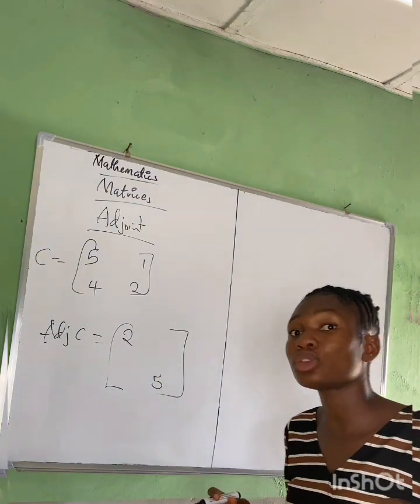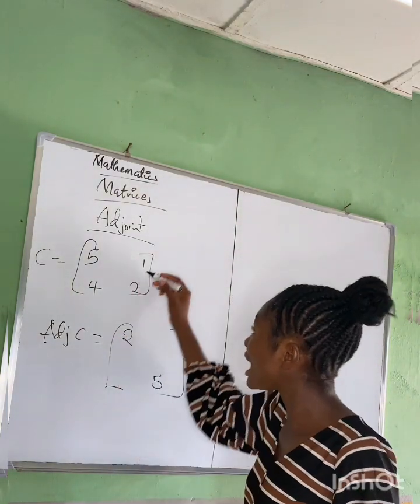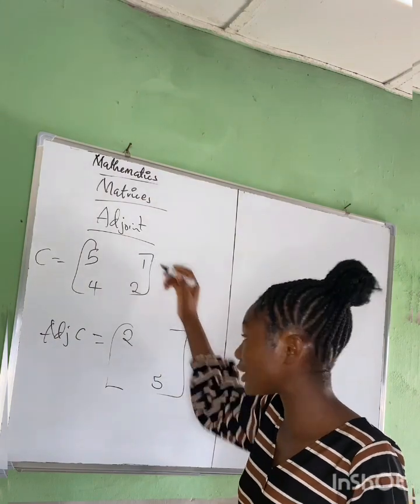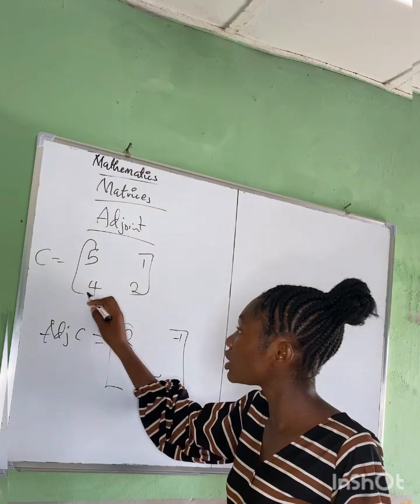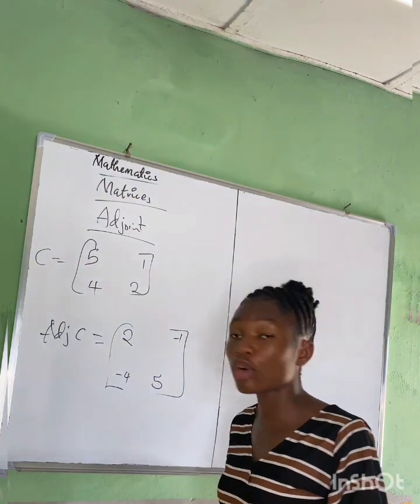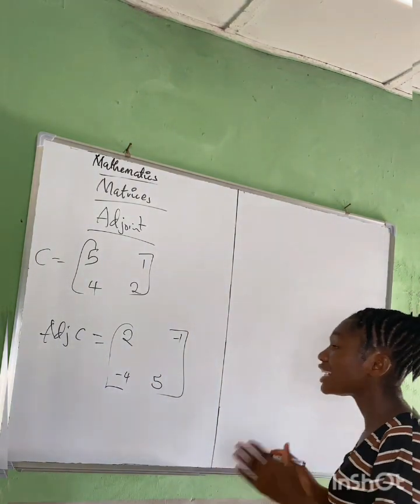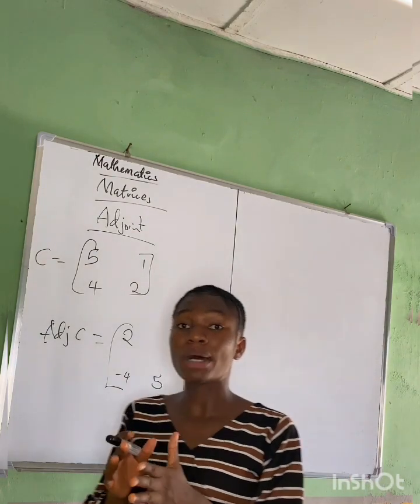The next thing we do is for the signs. Our sign here is positive, so we'll be having -1, as we're interchanging the sign. Then here is also positive, so we'll be having -4. So this is the adjoint for a 2 by 2 matrix.